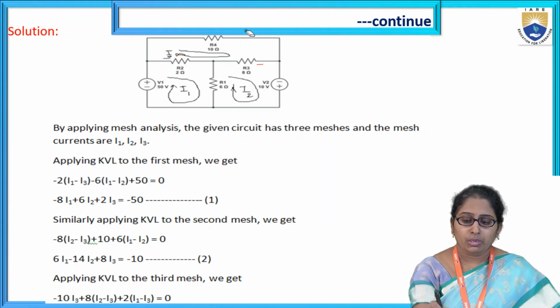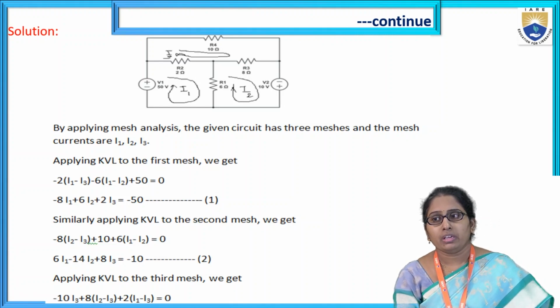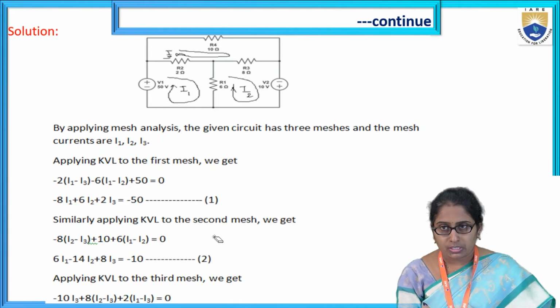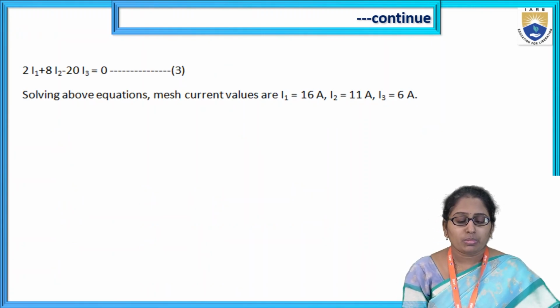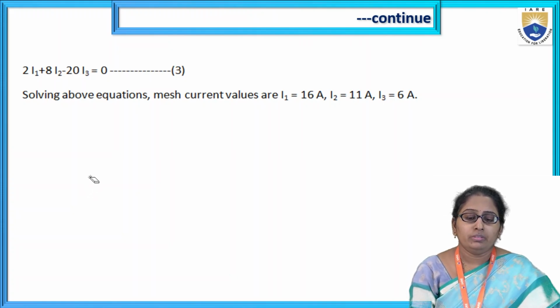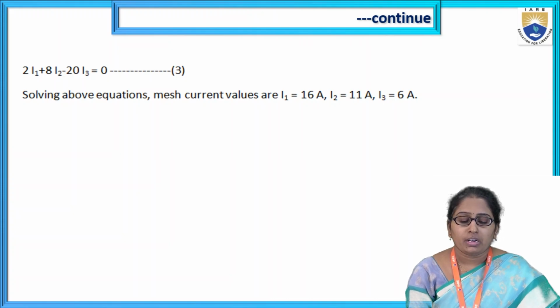So simplify. Next step: we already have equation 1 for mesh 1, equation number 2 for mesh 2, and now this is the mesh 3 equation simplified. Further simplified, the equation is 2 I1 plus 8 I2 minus 20 I3 equal to 0, and we call it equation number 3. So 3 equations, 3 unknowns. Solving these equations, we are able to get the values of I1, I2, I3 using a scientific calculator. We are simply able to calculate.